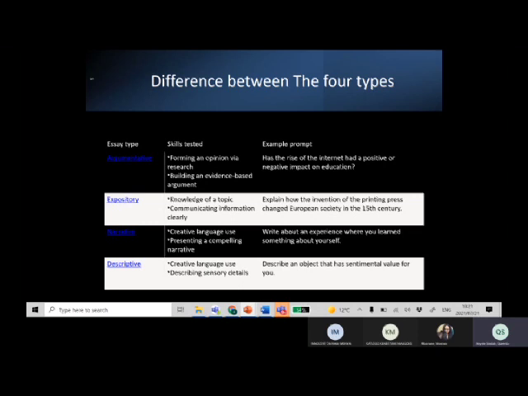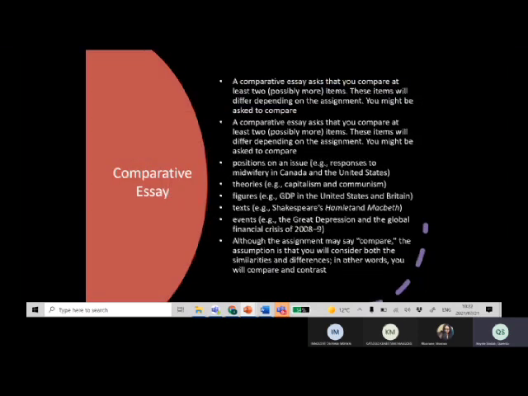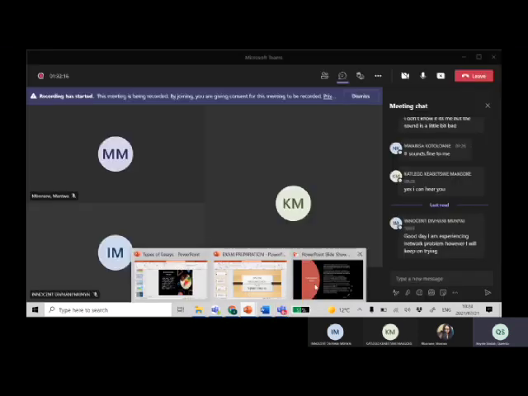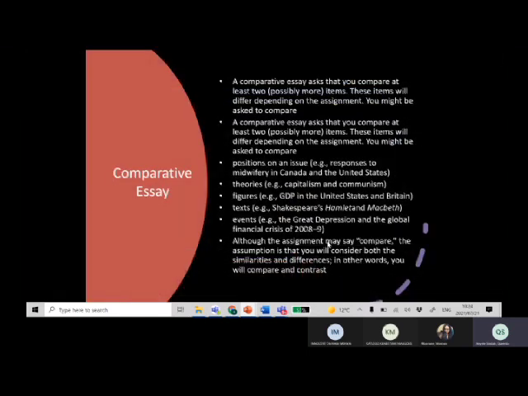So these are examples of the type of questions for each of these essays. So now let's look at our last essays. We're now looking at the last type of essay, that is your comparative essay.